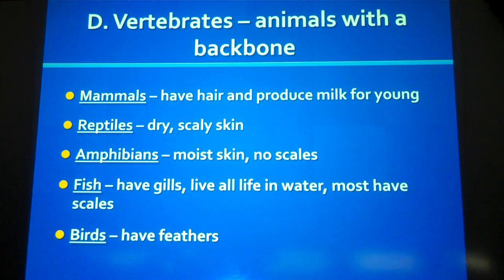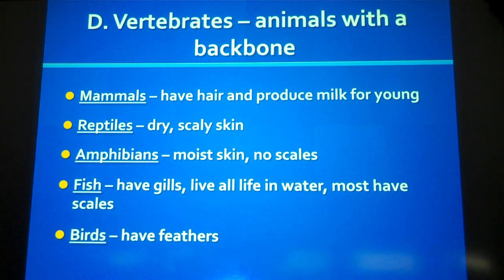Then we get into fish. Fish, obviously, they have gills. That's the main thing. But they spend their entire life in water, and most of them have hard scales. Now there's always a few exceptions, and one is the shark. A shark comes into a different subgroup of fish called cartilaginous fish, and we don't have to go into depth in that.